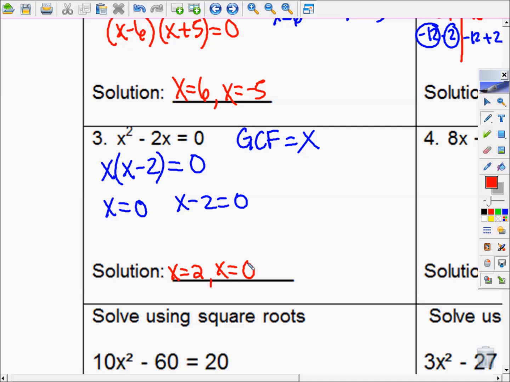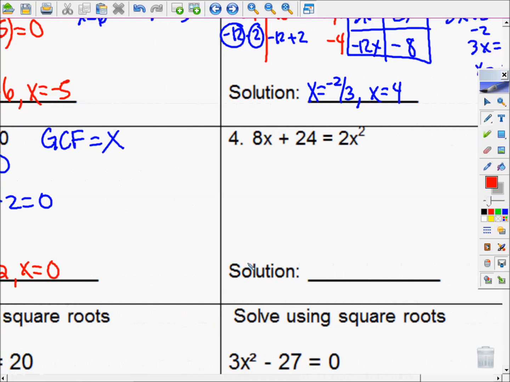No. You probably would have overthought it if you hadn't done what first? GCF. You would have overthought it, like, man, there's no C. I can't do this problem. There's no answers. But there's no need. Don't fret. Just find the greatest common factor.